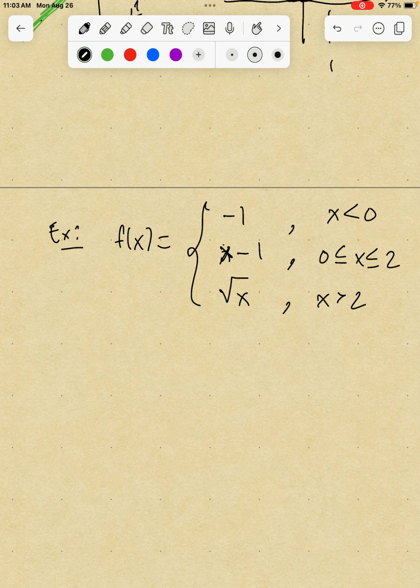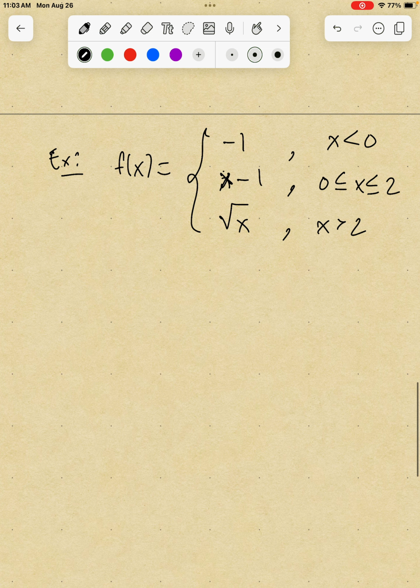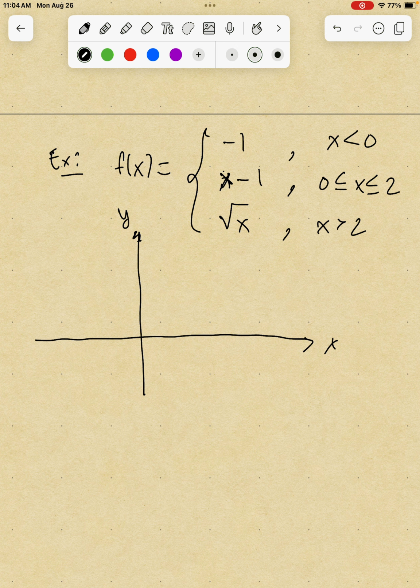So I see that this function is broken up into how many pieces? 3, right? I have one thing to the left of 0, I have another thing between 0 and 2, and then another thing when x is bigger than 2. So let's draw the axes. I have one thing when x is negative. Well, that's easy, it's just -1, right? So that's not hard to graph. It just looks like this. Hollow circle to indicate I don't want that point.